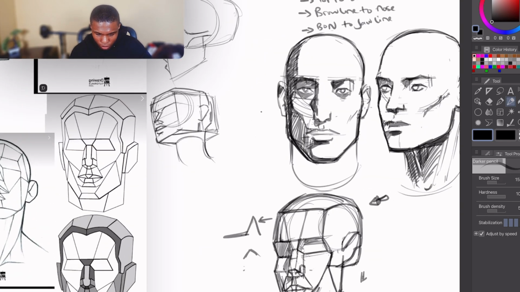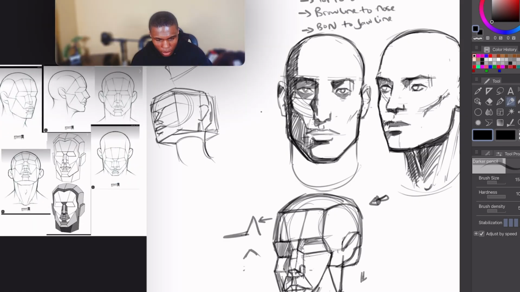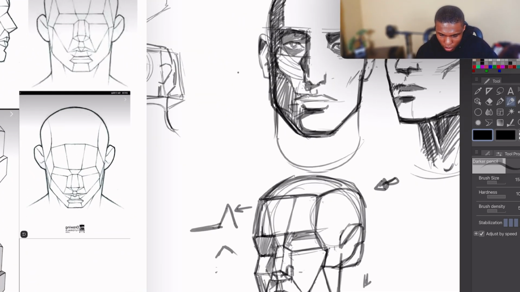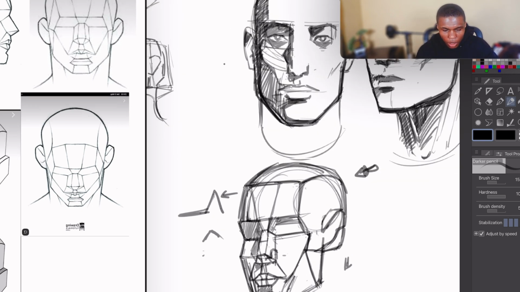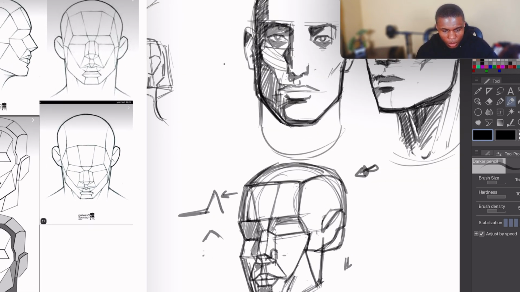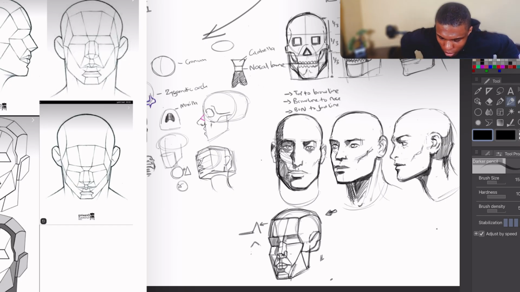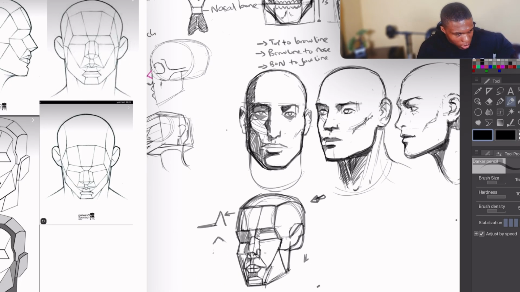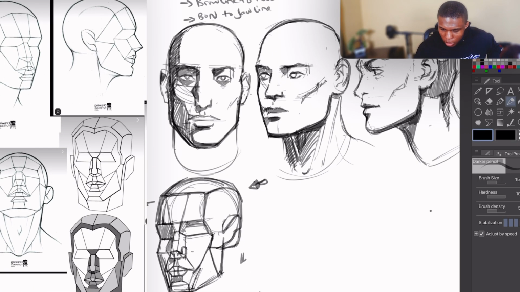How did I do? It's a bit similar. It's not exact, but it's a bit similar. I got the gist. I'll probably give it a 6 out of 10. So yeah, also learn the planes of the head, or the Asaro planes of the head, or the Andrew Loomis planes of the head. Very important.